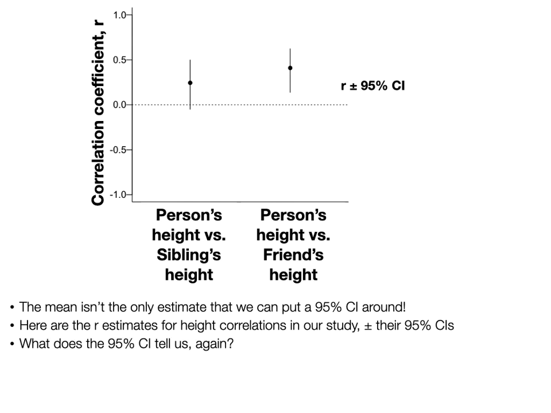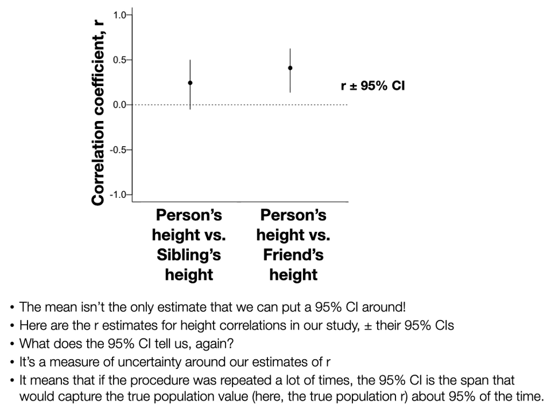And just remind yourself, what do these confidence intervals tell us again? It's a measure of uncertainty around our estimate of R. And it means that if our sampling procedure was repeated lots and lots of times, these whiskers should capture the true population value about 95% of the time. So we don't know what the true population value is, but the point is that this shows a plausible range for the true population value.